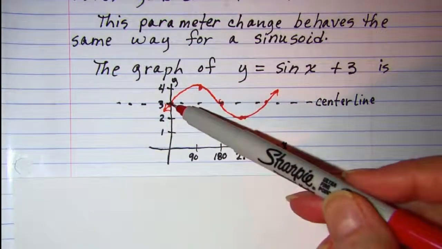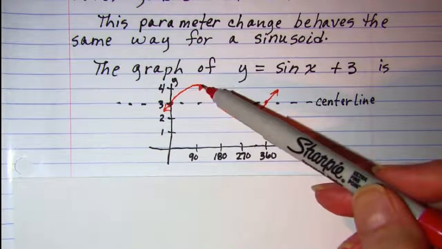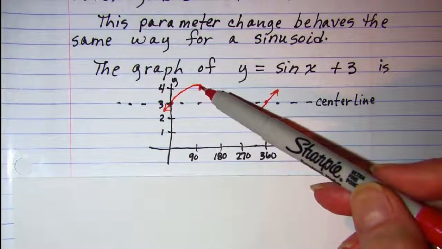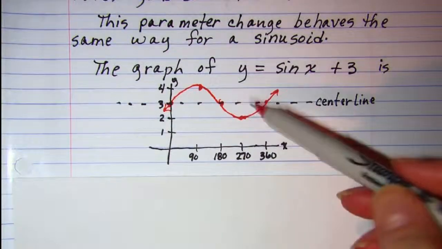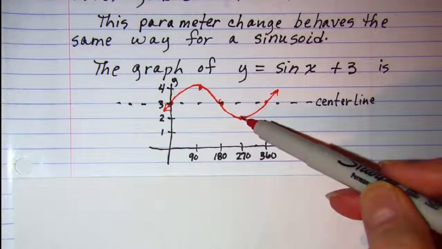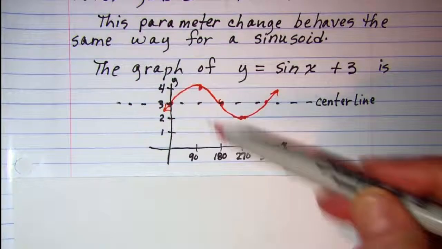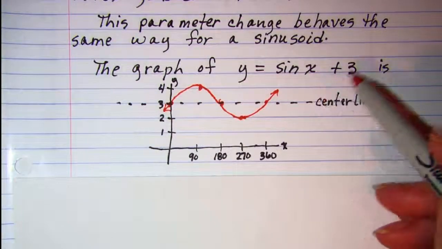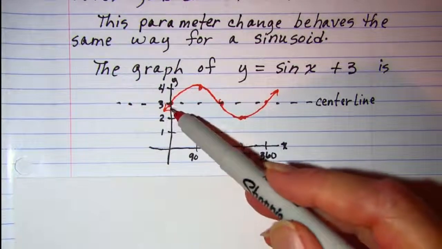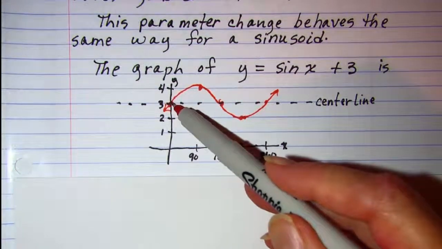Remember that the sine of 0 is 0. The sine of 90 is 1. The sine of 180 is 0. The sine of 270 is -1. And the sine of 360 is 0. But when I move that up, then you add 3 to each of these. So instead of having a y value of 0, you have a y value of 3.